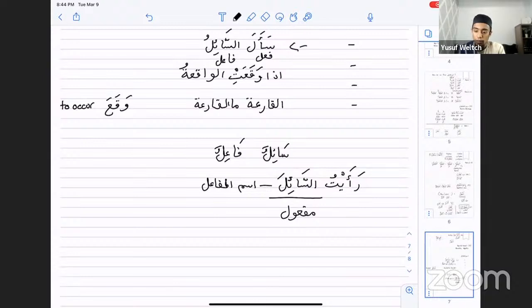Sister Zainab, how would you translate this? Which one? إذا وقعت الواقعة. That means وقع, which means to occur. Yeah, no, that means when. And waqa means time, right? No, وقع means to occur or to happen. It's okay.